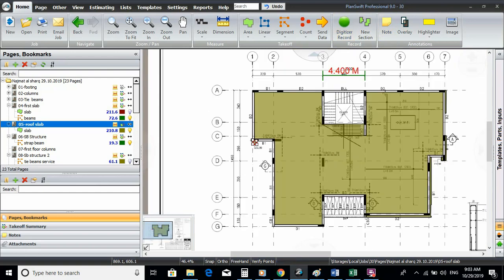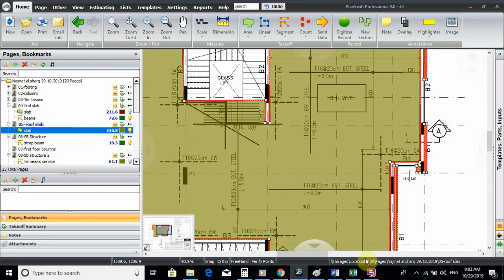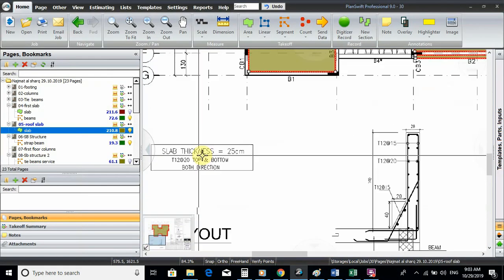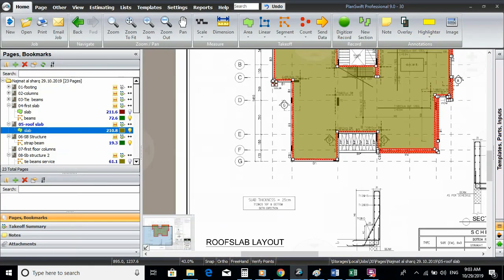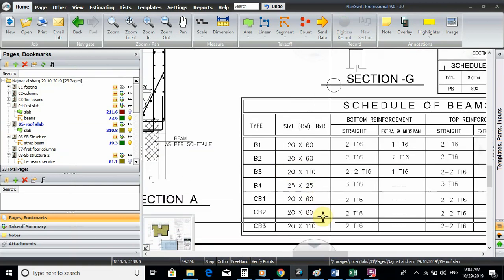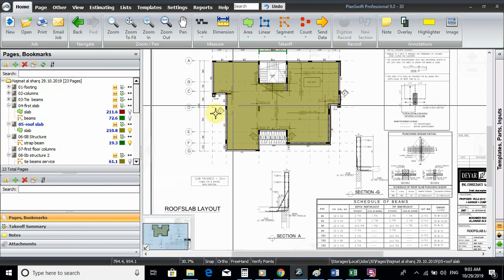Now we've finished your slab. What is the slab? It's 210.8. What's the thickness of the roof slab? 25. So 210.8 by 25, this is the slab. What about the beams? Oh, there are a lot of beams here. Wow. Okay, so we'll spend some time with the beams here.